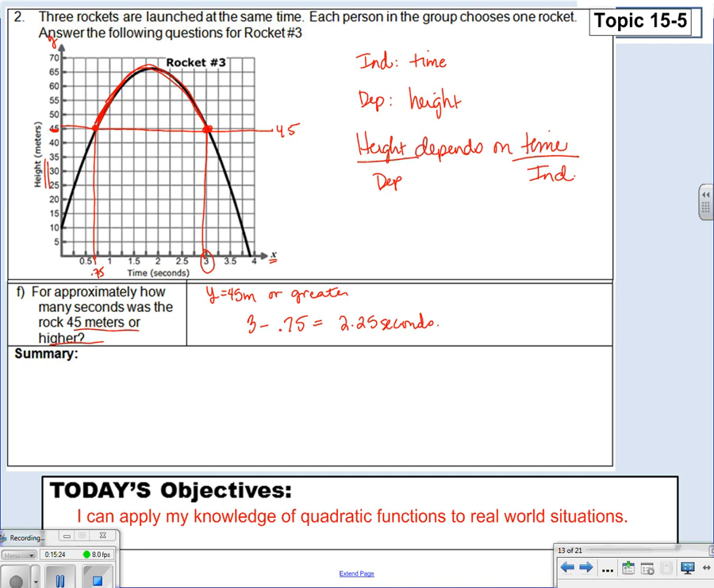Okay, the last thing for you to do is write your summary. Before we write the summary, let's go back to our central question: how can I apply my knowledge of quadratic functions to real-world situations? Notice when we did these real-world situations, we were still using x-intercepts and y-intercepts. We were still using our vertex, but now it actually means something. It's relating whatever our x represents to our y. We can also still determine independent and dependent and what depends on what. So I'm going to leave it to you to complete your summary, and this concludes topic 15-5.